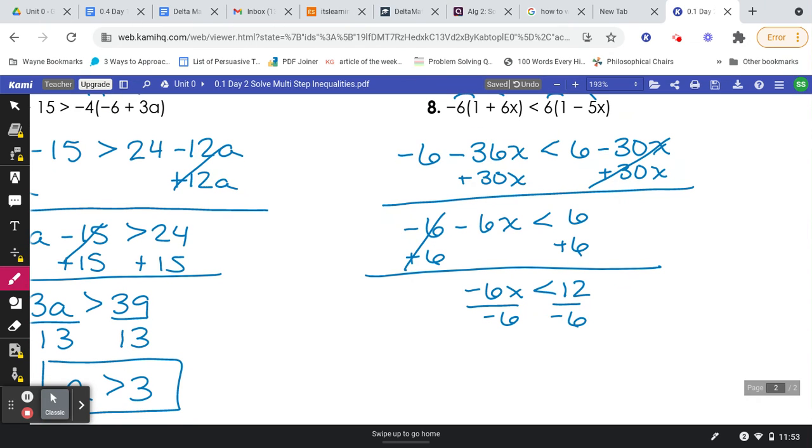Notice here I'm dividing by negative 6. So I'm going to switch colors in the pink to remind everybody. We're going to switch this around. And then we get negative 2.